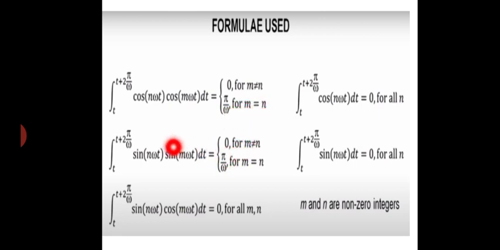When m is equal to n, it becomes cos square nωt. Similarly, when m is equal to n, it becomes sin square nωt. Okay, so then only the value will be π/ω. For all other cases, it is 0.